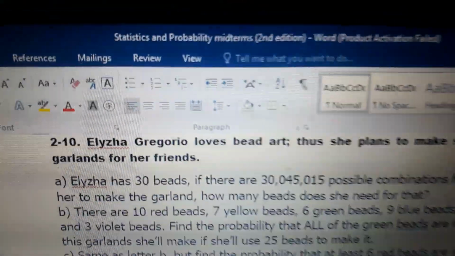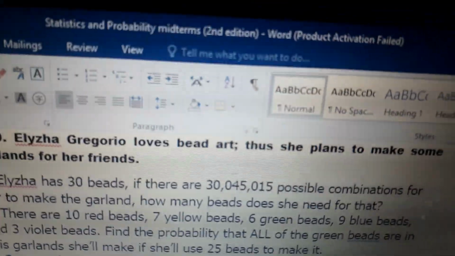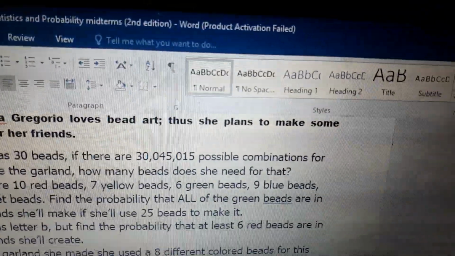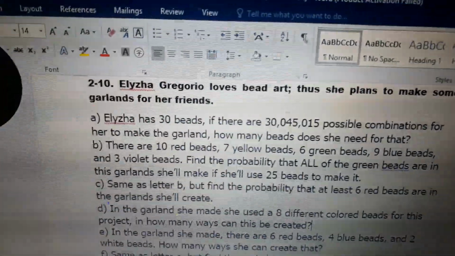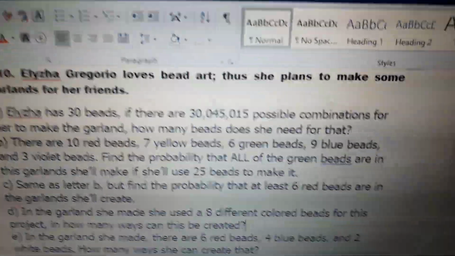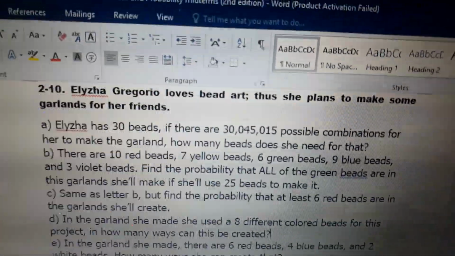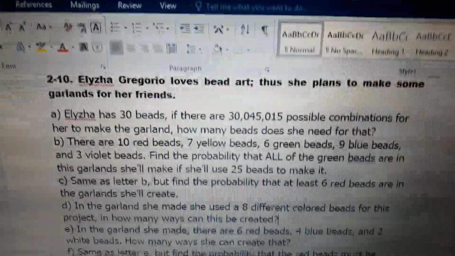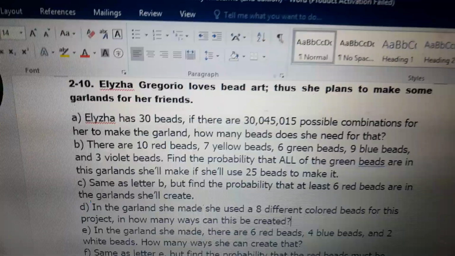So if you love bead art so much, Eliza, you might make some garlands for all of us. Kasi yun talaga ang context dito. Since Eliza Gregorio loves bead art, she plans to make some garlands for her friends. Alam mo yung garland? Ang garland ay tinatawag ng mga bracelet, like mga necklace or bracelet, mga jewelry. Basta yung mga ganon. Okay? Now let's go to the questions.